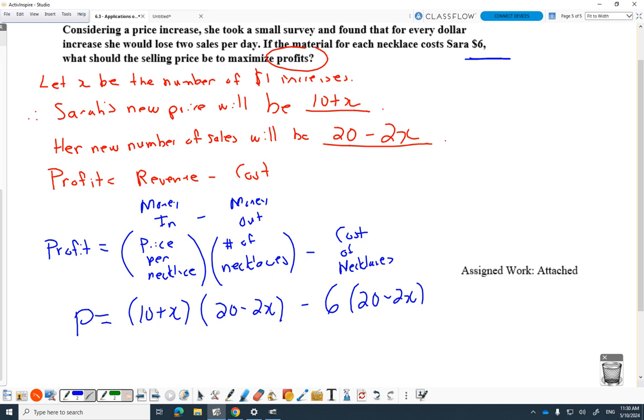Woo! Oh, this says assigned work attached. I'm going to move it up. The assigned work is in your work page, or in your package. Yes, if you flip it over, all the questions are there. Some have equations, some don't. What a great weekend you're going to have.